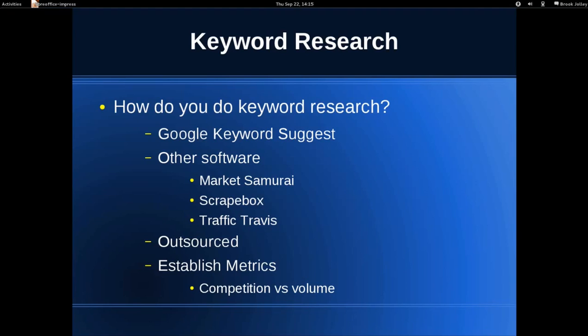However, Scrapebox is not a good example of an introductory software for somebody to go out with. It's just something you can use. One of the things I honestly like to do with Scrapebox is go find a whole bunch of keywords, load them into Market Samurai, and analyze the keywords, because it might find things that I wouldn't have thought of. Another thing you can do is outsource it.